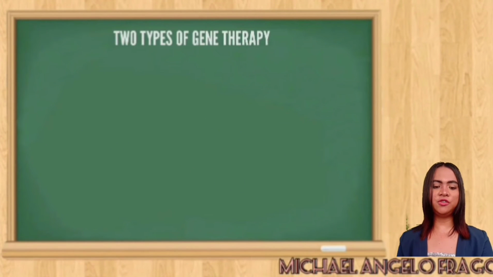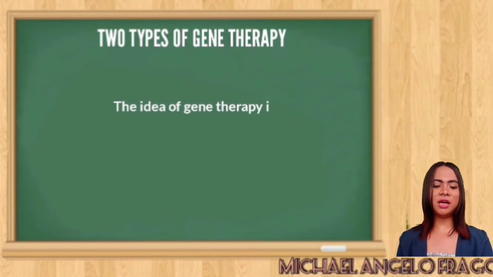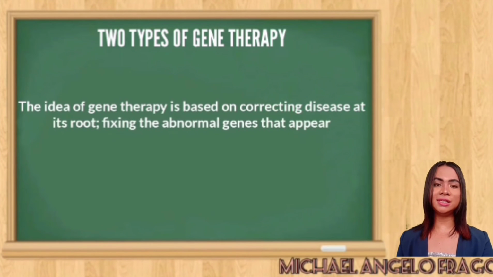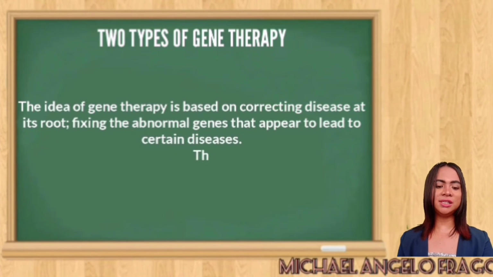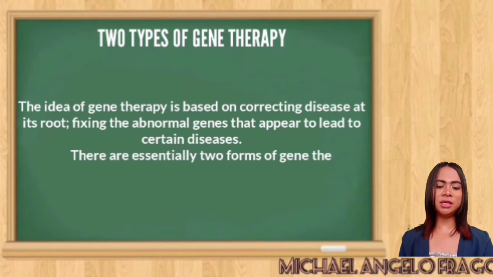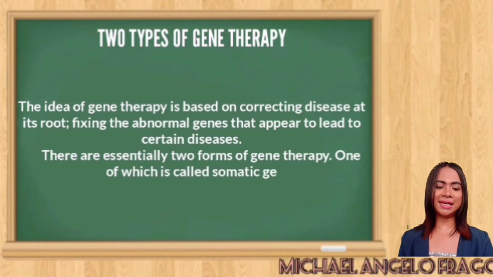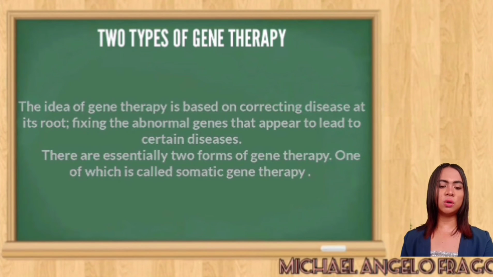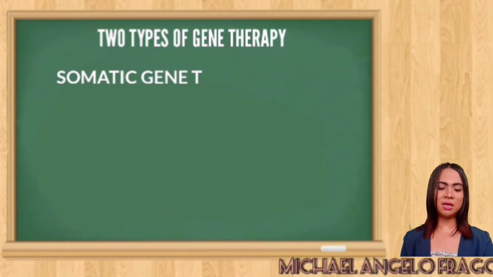Two types of gene therapy. The idea of gene therapy is based on correcting a disease at its root, fixing the abnormal genes that appear to lead to certain diseases. There are essentially two forms of gene therapy, one of which is called somatic gene therapy.